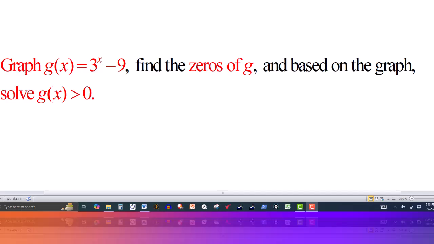In this video, we want to graph the function g(x) = 3^x - 9. We want to find any zeros of the function g. And then based on the graph that we get, we want to solve for g(x) greater than 0. So let's start off with the graph.